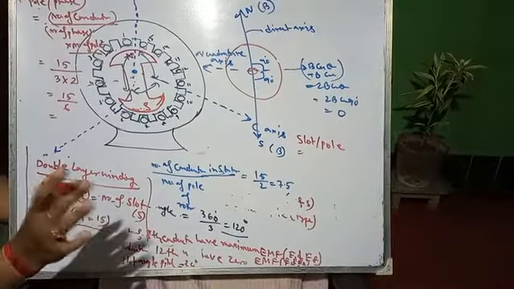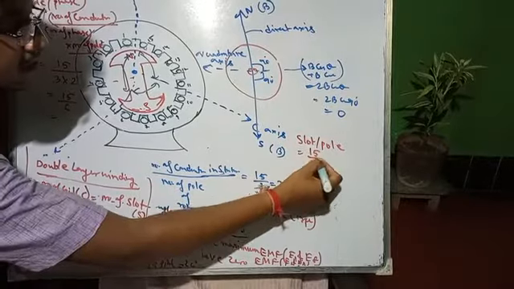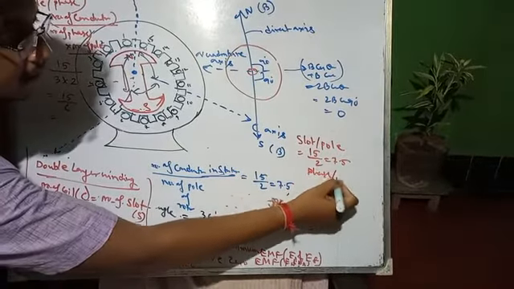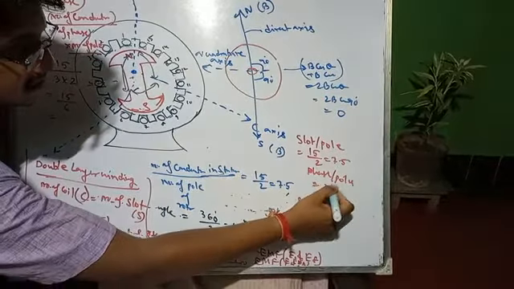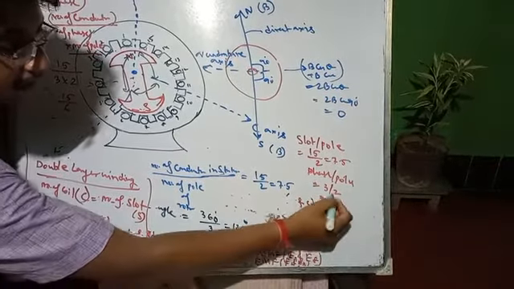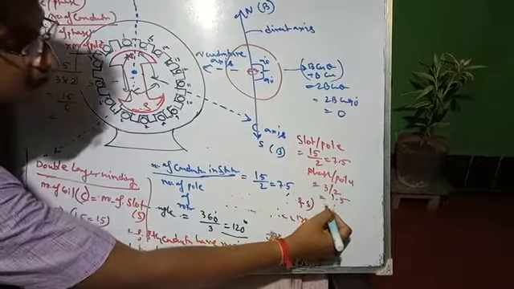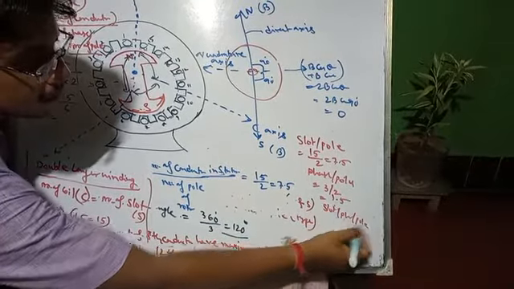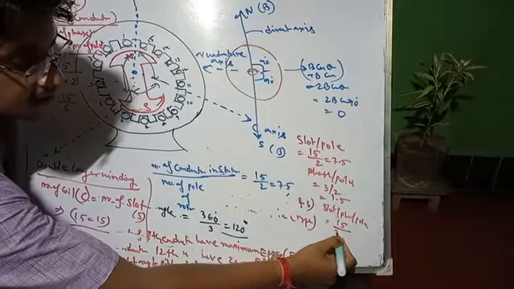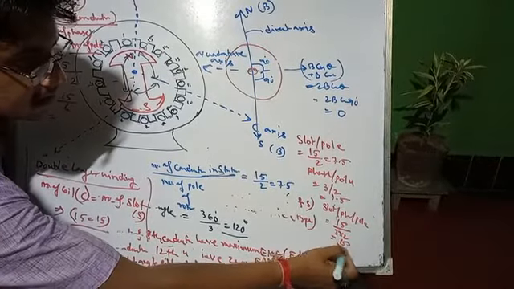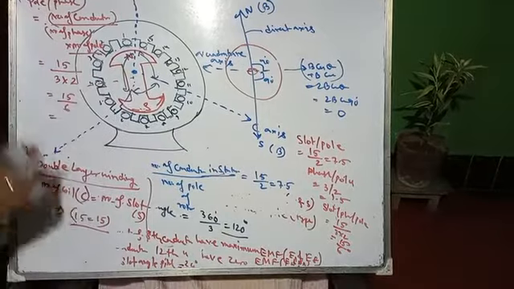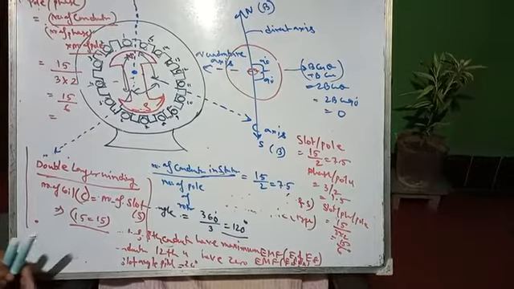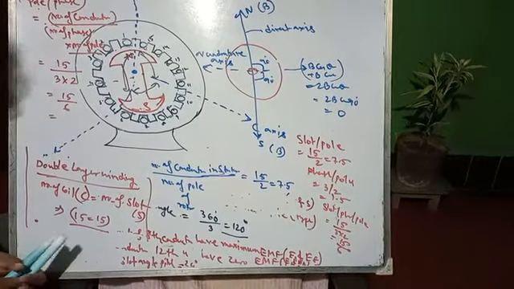First you have to understand this one. Slots per pole for this example is 15 by 2, that will be 7.5. Next, phases per pole: there are 3 phases and 2 poles, so that is 1.5. And what is slots per phase per pole? Slots is 15, phases into poles is 3 into 2, so that will be 15 by 6. So this is called slots per phase per pole, and you have to calculate it.